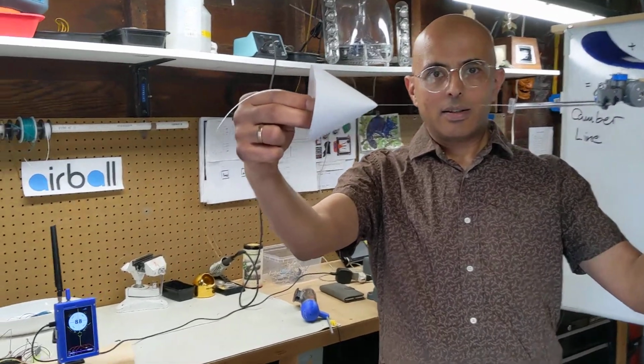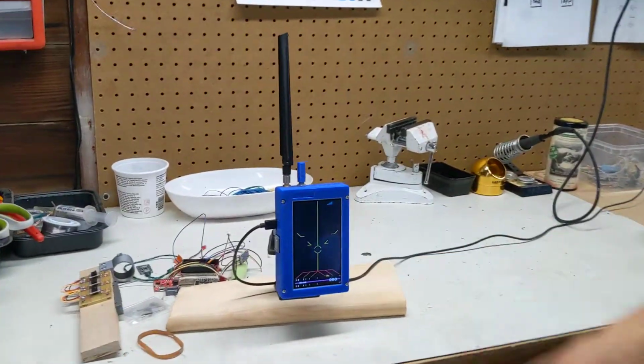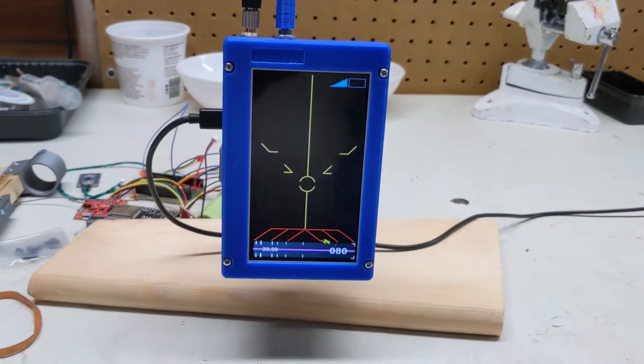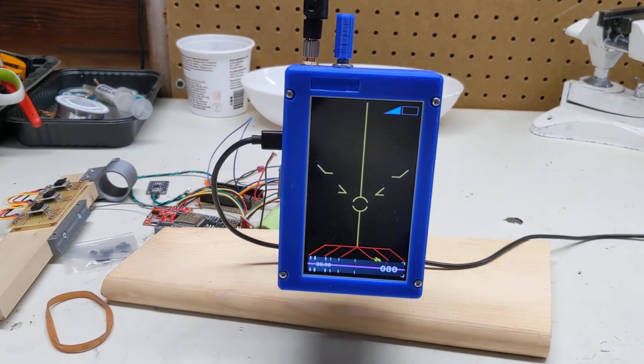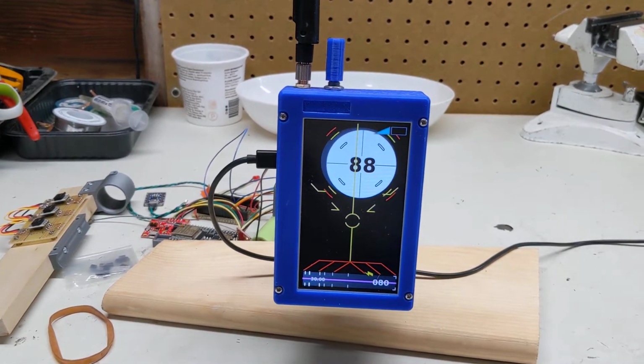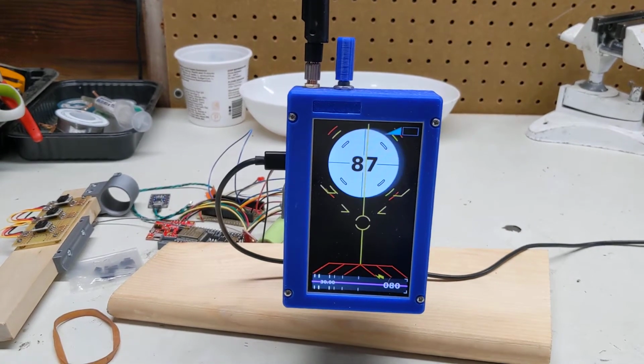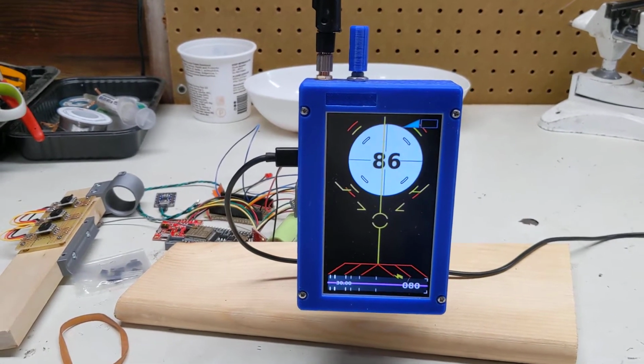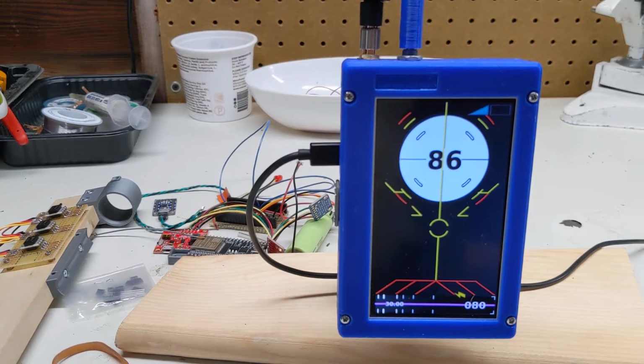So what is this instrument? So this is called Airball. This is the Airball instrument, and this is what we have developed over several years to try and build a better way for pilots to fly their airplanes more safely. Okay, and what are all these little bits that I'm seeing?